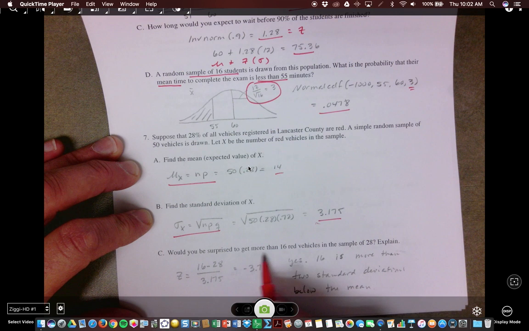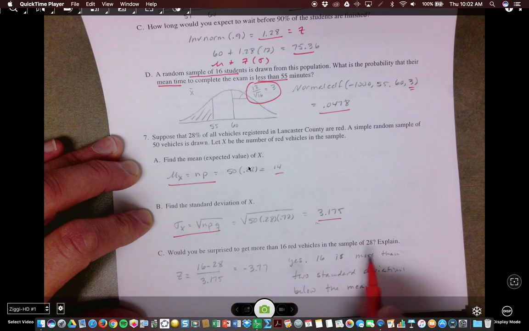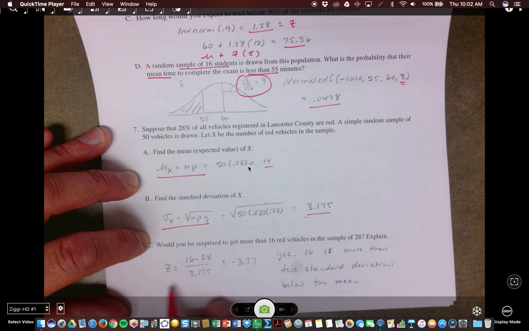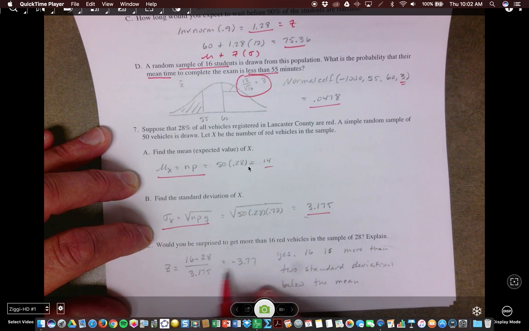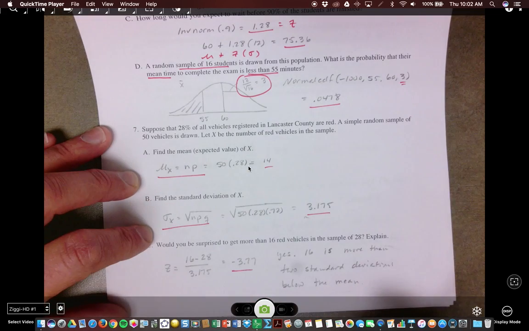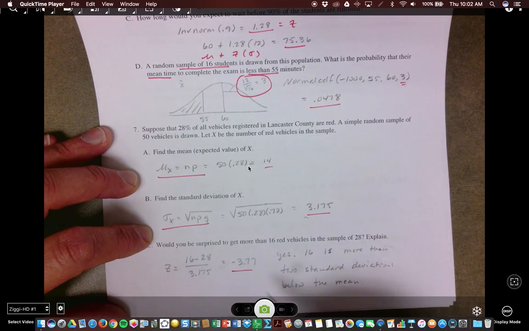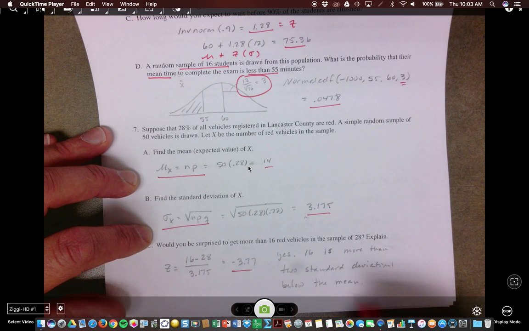Would you be surprised to get more than 16 red vehicles in a sample of 28? The way that I would do this one is, I did this by calculating a z-score here, and we got negative 3.77. That means that 16 is more than 2 standard deviations below the mean, so my answer would be yes.